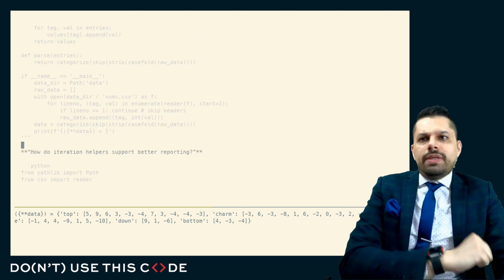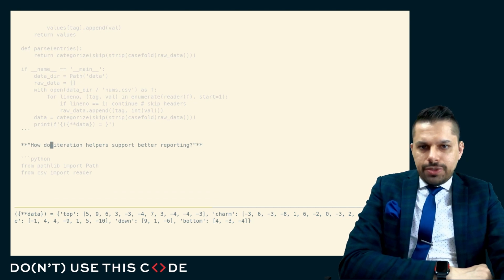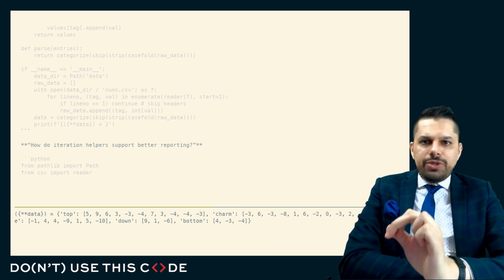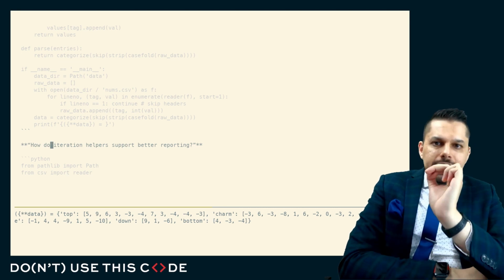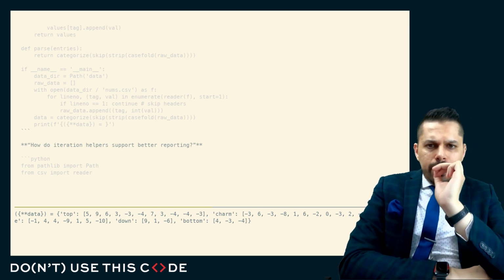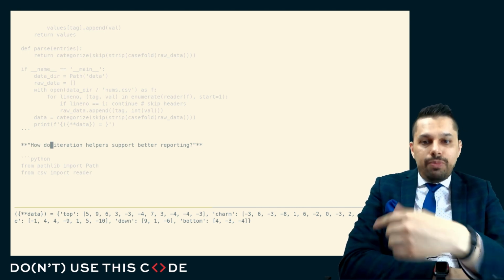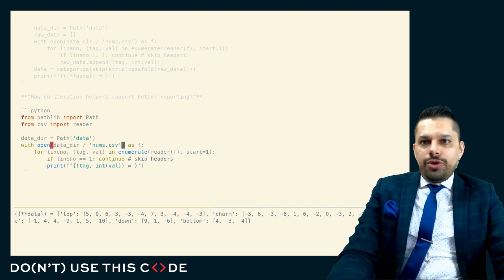I want to continue on this idea of iteration helpers. How do iteration helpers support better reporting? One of the things that we see is Python really pushes us in the direction, if we really pay attention to how Python wants us to write code, in writing code that leads to better reports. Let me set up another scenario for you.